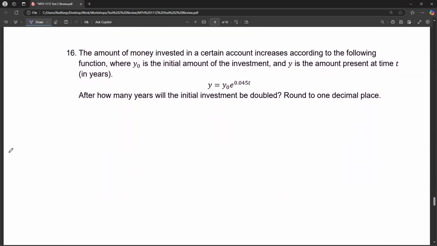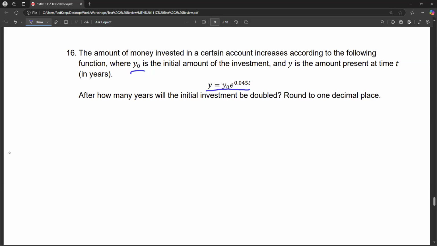Moving on, question 16. The amount of money invested in a certain account increases according to the following function, where y naught is the initial amount of the investment and y is the amount present at time t. They give us y equals y naught times e raised to the 0.045 t. After how many years will the initial investment be doubled? Round to 1 decimal place.